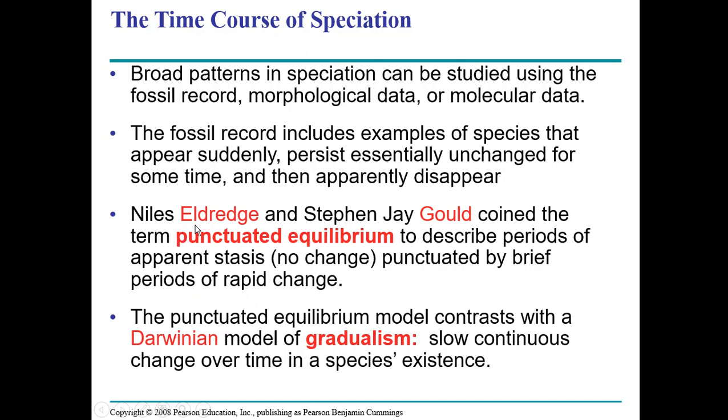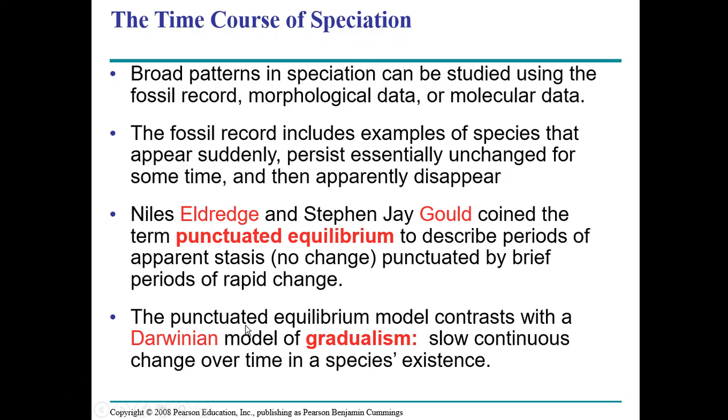Okay, so eto, meron tayong tinatawag na punctuated equilibrium, which was coined by Niles Eldredge and Stephen J. Gould, okay, to describe periods of apparent stasis, or when we speak of stasis, no change or stable, okay? Punctuated by brief periods of rapid change. Pag sinabing rapid, biglaan yung pag-change from black to gray, from white to black, for example.